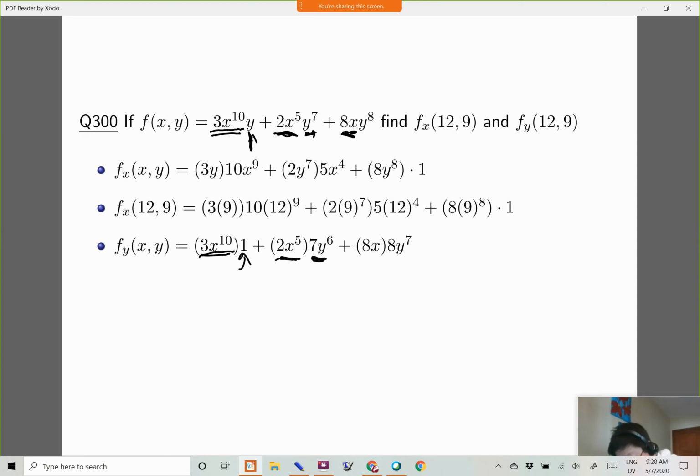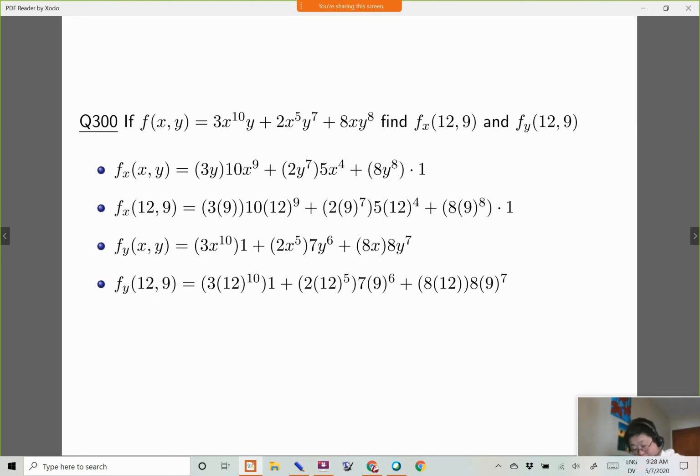If x is a constant, 8x is a constant, so copy that. And then y to the 8th is the function part, and differentiate that using the power rule. You have 8y to the 7th. Then, to find f sub y of x, y, plug in the 12 and the 9 for every x and for every y, and then you get that number, which I didn't bother simplifying.